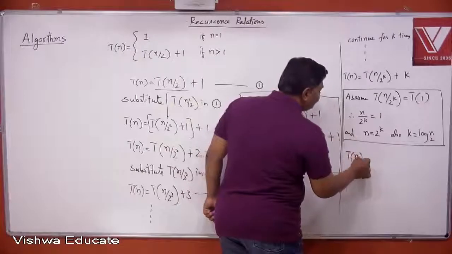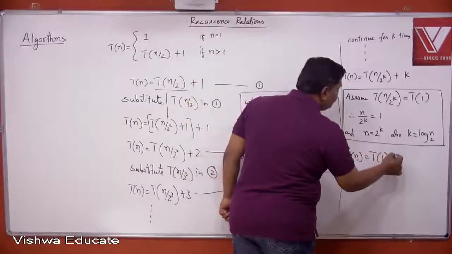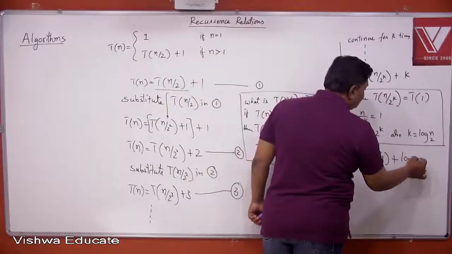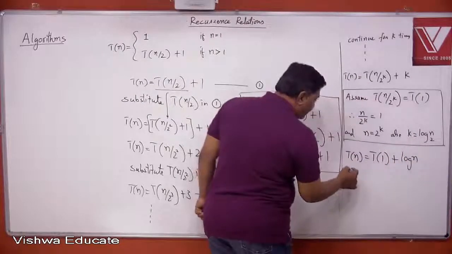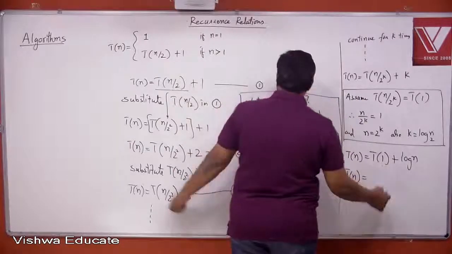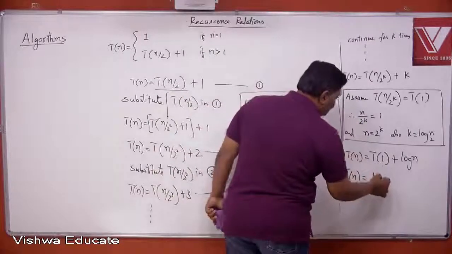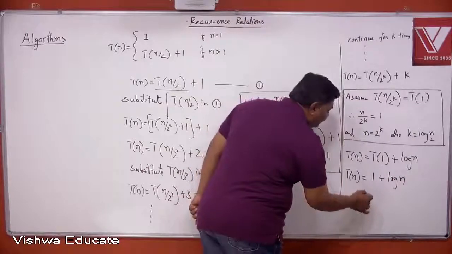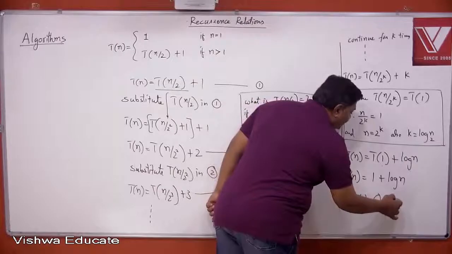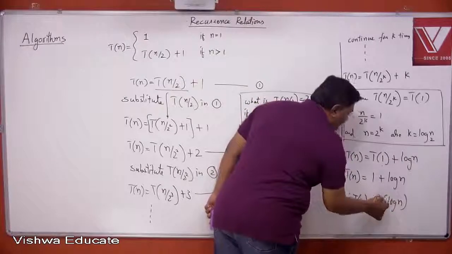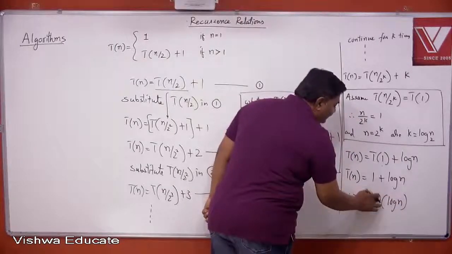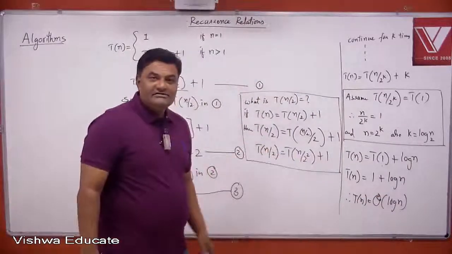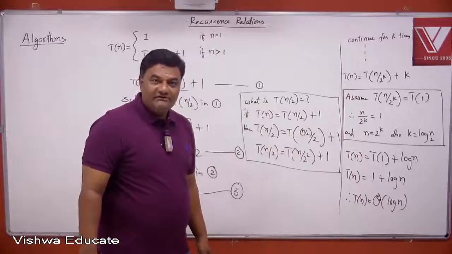Therefore Tn is equal to T1 plus k. K is log n. Then what is T1? T1 is 1. So 1 plus log n. Therefore, Tn is equal to order of log n or theta of log n because it belongs to the same class theta. We know this. It belongs to this class theta of log n. So we got the answer. This is how we solve it.